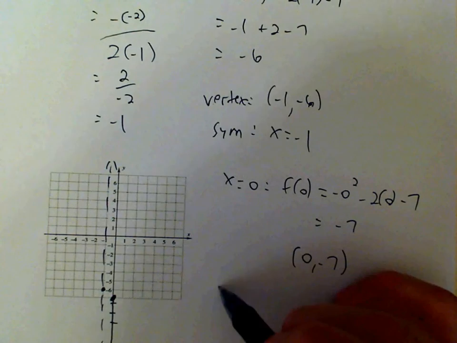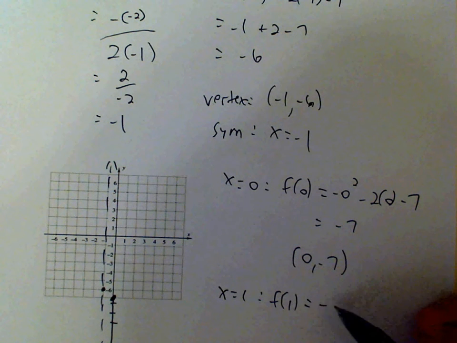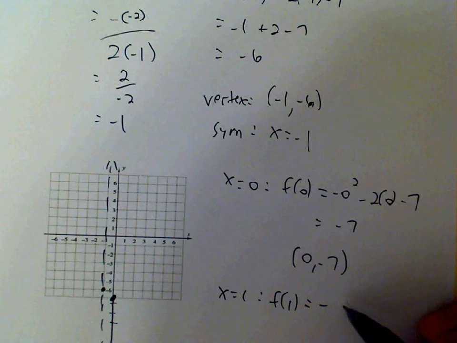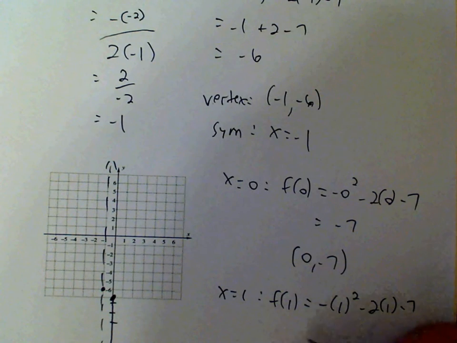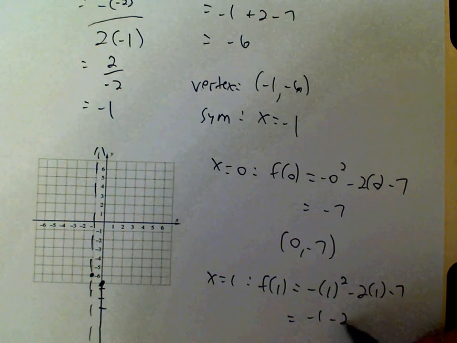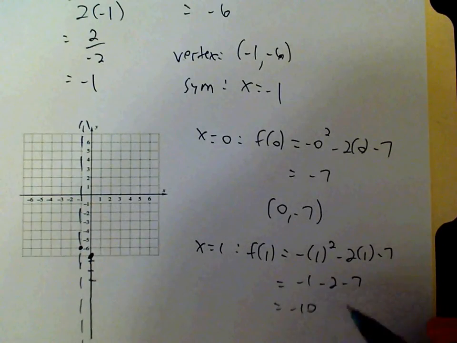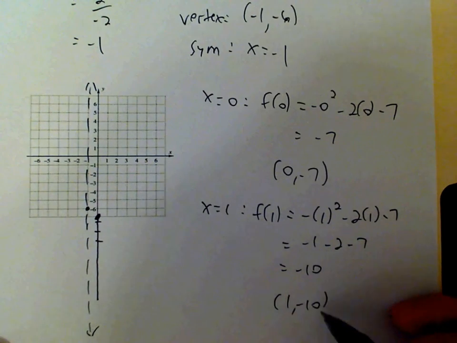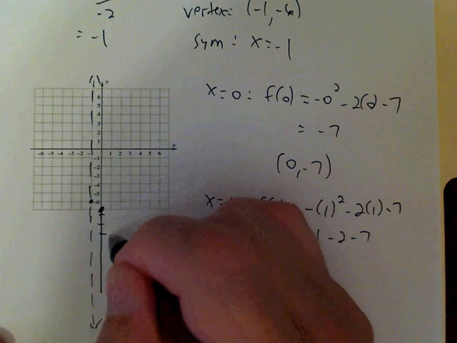Now for x equals 1, I find f of 1 by substituting in the original function. 1 squared is 1, makes that negative 1, minus 2, minus 7. Negative 1 minus 2 is negative 3, negative 3 minus 7 is negative 10. So that point is 1 comma negative 10. So I go 1, then 7, 8, 9, 10. 1, negative 10 is right there.